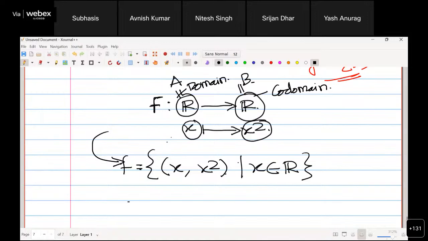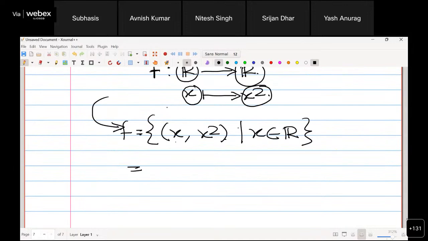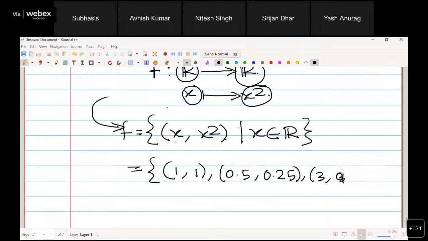So this will contain a huge number of elements. More precisely, it will contain infinitely many elements. For example, if I take 1, then I'll get 1. If I take 0.5, then it will give 0.25, which is 0.5 square. And if I take 3, then it will give me 9. So this contains a lot of elements, which certainly I can't write. I can't write all the elements of this set.